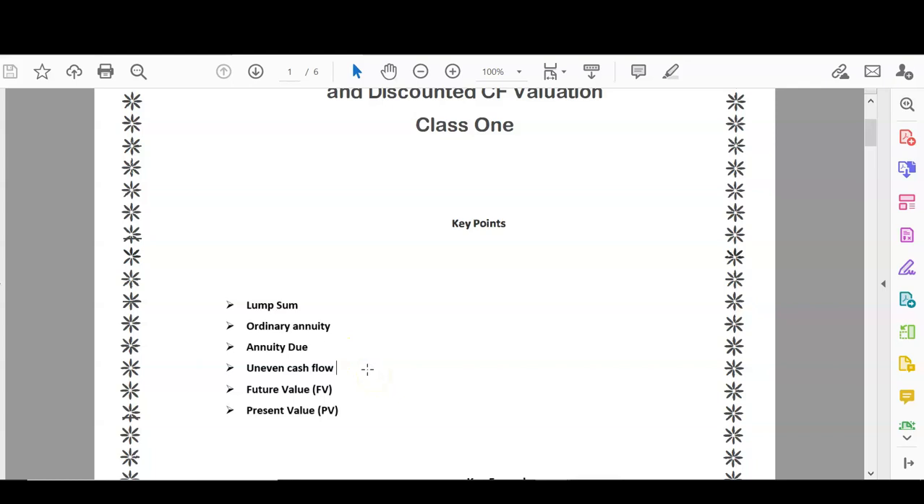Okay, I hope you still remember that lump sum is just a single payment. Ordinary annuity is a series of equal payments at the end of each period. Annuity due is a series of equal payments in the beginning of each period. Okay, and all other cash flows are uneven cash flows. They can be of different amounts at different times.